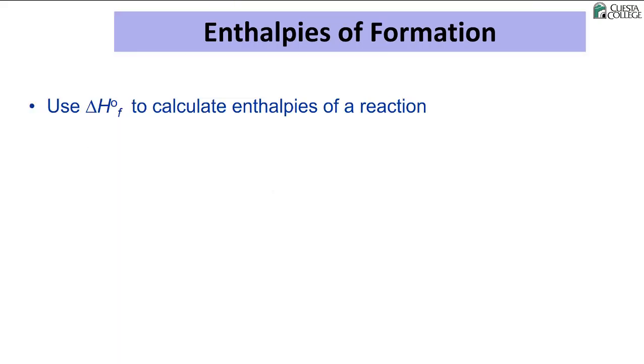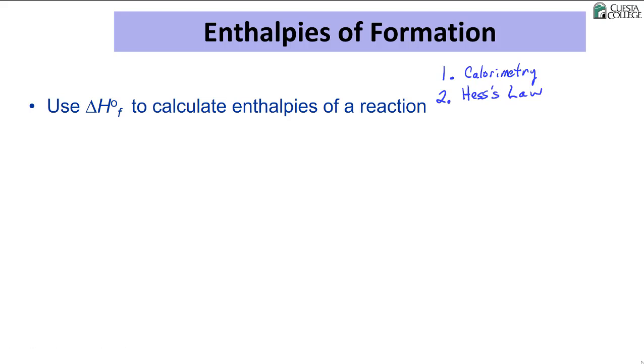We can use delta HF values to calculate enthalpies of a reaction. Now in this class so far, we've learned 2 ways of calculating delta H for a reaction. We've looked at one way, that was calorimetry. We've looked at a second method, which was Hess's law, but this is going to be the 3rd way we know of to calculate enthalpies of reaction, using the delta HF values.